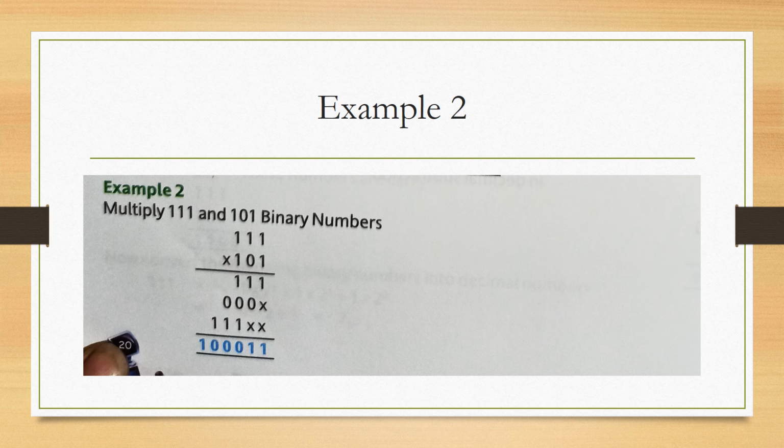Let us see how these numbers are added. 1 from the right side, again 1. The third one is 1 plus 1, that is 10 with carry over 1. Again we take the number: 1 plus 1 is 10 with carry over 1. And the last number is 1 plus 1 is 10. So the answer is 100011.